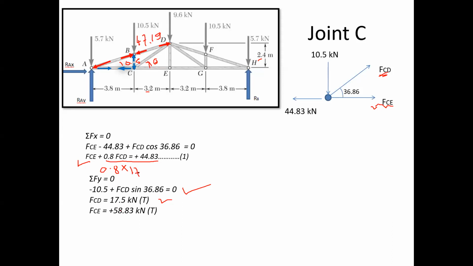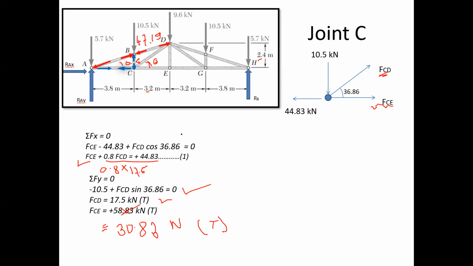Correct. So the answer is wrong here. So what is the answer here? 30.83. Okay, so you just make the changes. That is a wrong answer. It is 30.83. Okay, so you just correct this now. FCE is 30.83, right? And it is tensile in nature once again. So in the diagram as well, you have to show these forces FCE and FCD. Okay, so now we have completed joint C.